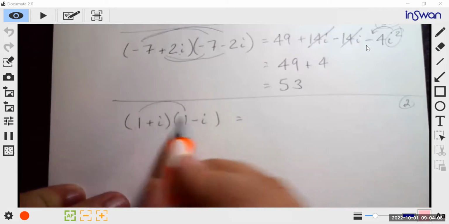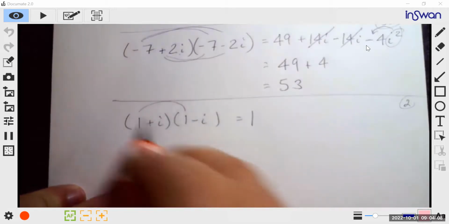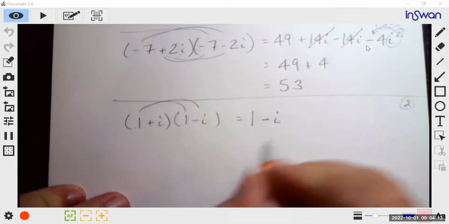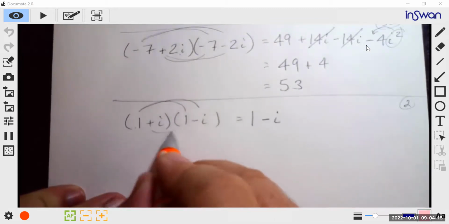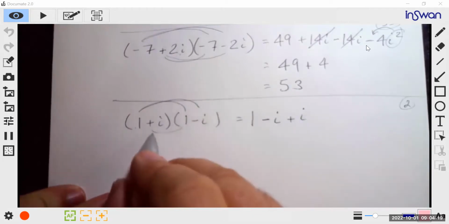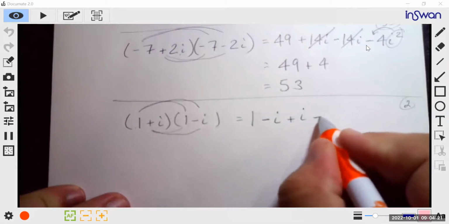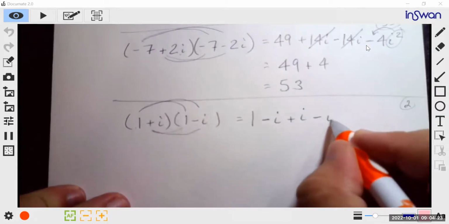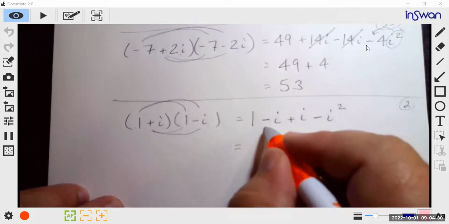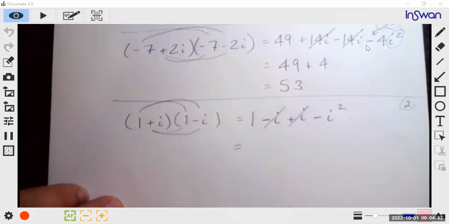This is what we have. 1 times 1 is 1. 1 times negative i is negative i. Positive times positive is positive. 1 times i is i. Positive times negative is negative. i times i is i squared. The middle terms cancel.